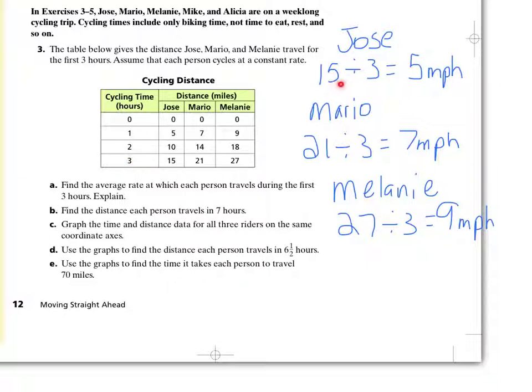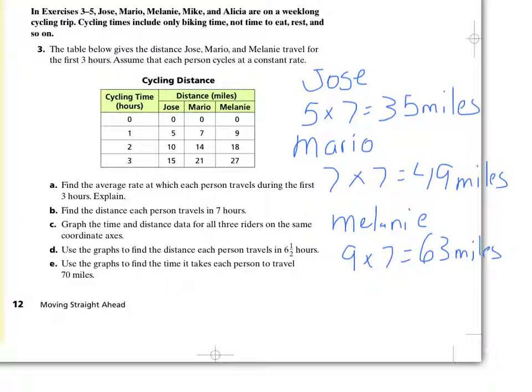All right, so Jose travels 15 miles in 3 hours. So 15 divided by 3 equals 5 miles per hour, so that's his average. Mario, he is traveling 21 miles in 3 hours. So 21 divided by 3 equals 7 miles per hour. Now for Melanie, she is traveling 27 miles in 3 hours. So 27 divided by 3 equals 9 miles per hour. So to find the average, you just take the total. For Melanie, for example, her total is 27, divided by the number of hours. And then you're going to get the average.